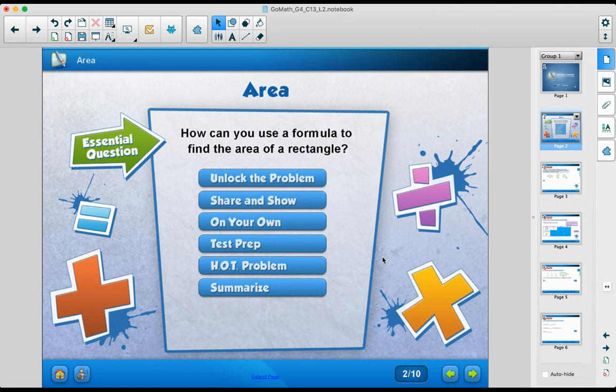Today we'll be working in your Go Math book, lesson 13.2 on page 723. Yesterday we worked on perimeter. Today we will work on area. Okay, what is our essential question? How can you use a formula to find the area of a rectangle?